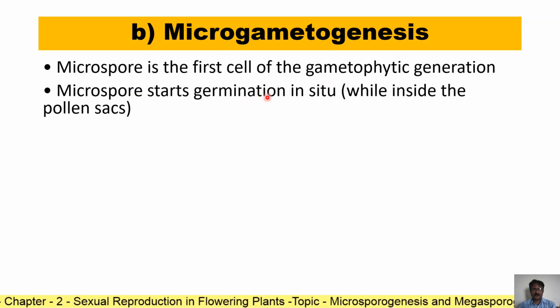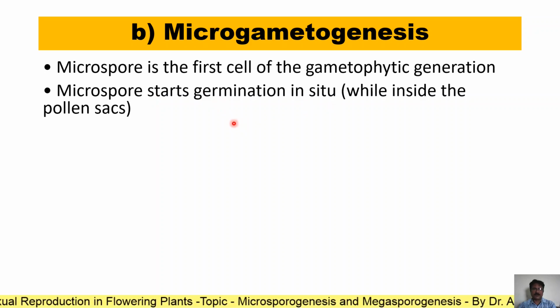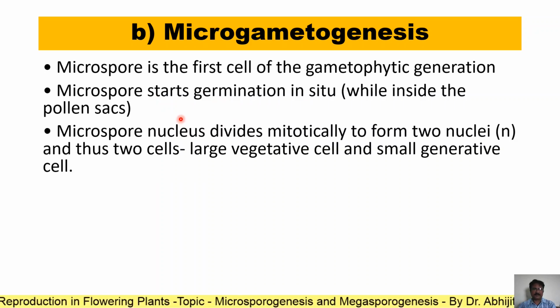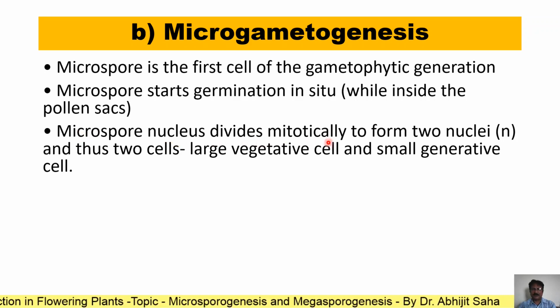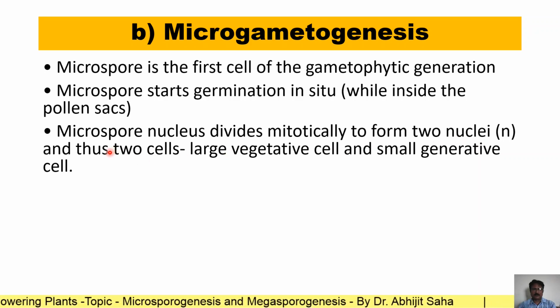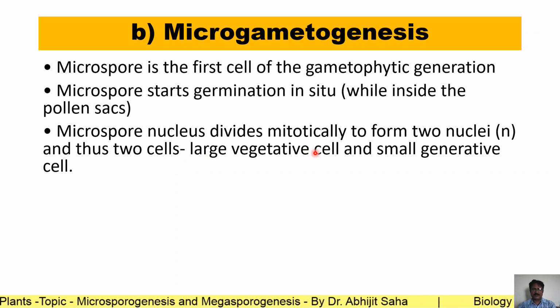Now what happens? The microspores are inside the pollen sacs. The microspore starts germinating in situ, that means while it is still inside the pollen sac. Each microspore nucleus divides mitotically and forms 2 nuclei. Of the 2 nuclei, one is in a larger cell called the vegetative cell and the other in a smaller cell called the generative cell.